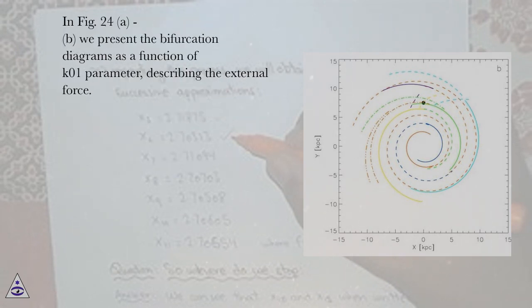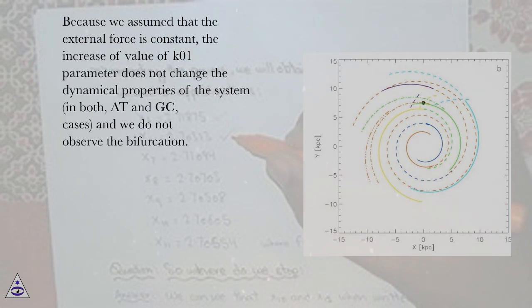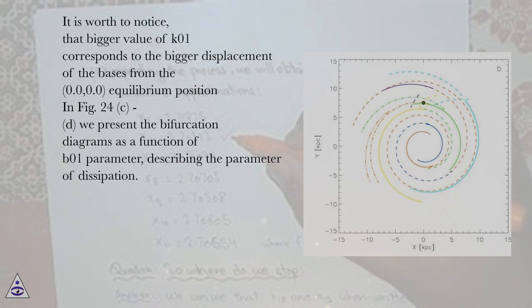In Figure 24, A, B, we present the bifurcation diagrams as a function of the K01 parameter, describing the external force. Because we assumed that the external force is constant, the increase of the value of the K01 parameter does not change the dynamical properties of the system, in both AT and GC cases, and we do not observe the bifurcation. It is worth noticing that a bigger value of K01 corresponds to a bigger displacement of the bases from the 0.0 equilibrium position.